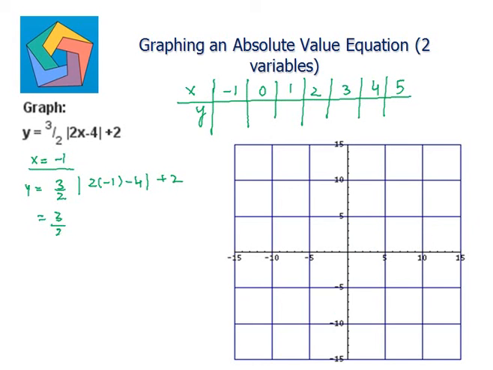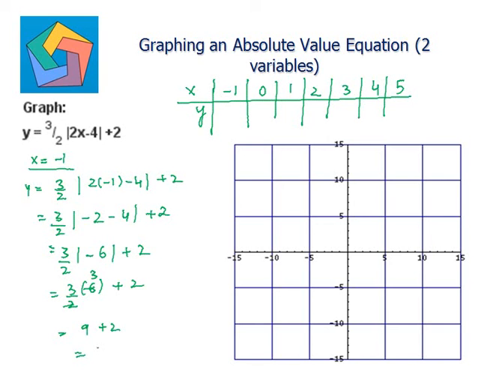3 over 2 times the absolute value of minus 2 minus 4, plus 2. 3 by 2 times the absolute value of minus 6, plus 2. 3 by 2 times positive 6, plus 2. 2 times 3 is 6. 3 times 3 is 9, plus 2, that's 11. So at minus 1 the value is 11. At 0 it will be 8. At 1 it will be 5. At 2 it will be 2. At 3 it will be 5. At 4 it will be 8. And at 5 it will be 11.